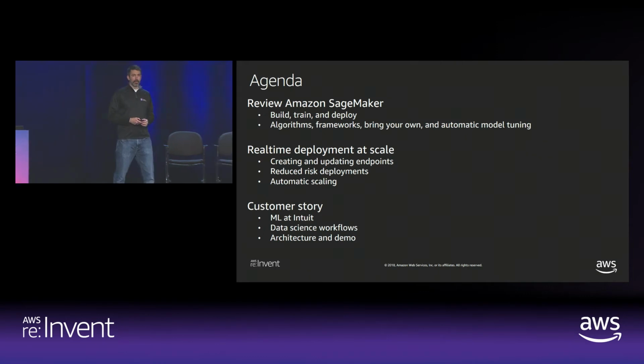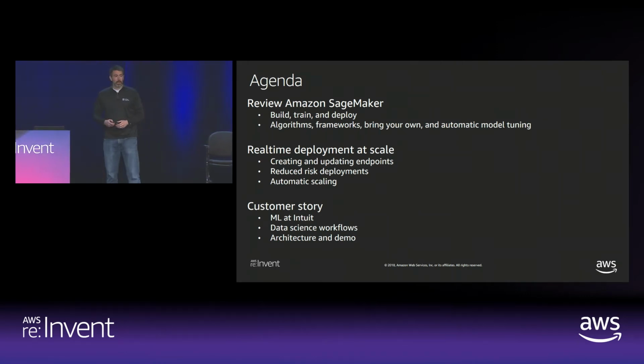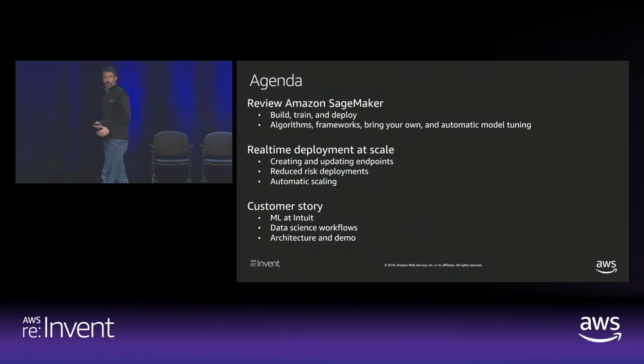What we're going to do today is give a brief view of Amazon SageMaker. We'll talk about each of the three components of build, train, and deploy. We'll talk about a little bit of the additional functionality we've built into Amazon SageMaker, so the customized algorithms, pre-built deep learning framework containers, the ability to bring your own Docker container algorithm, and SageMaker automatic model tuning. And then we'll dig into the kind of 400-level content that is real-time deployment at scale.